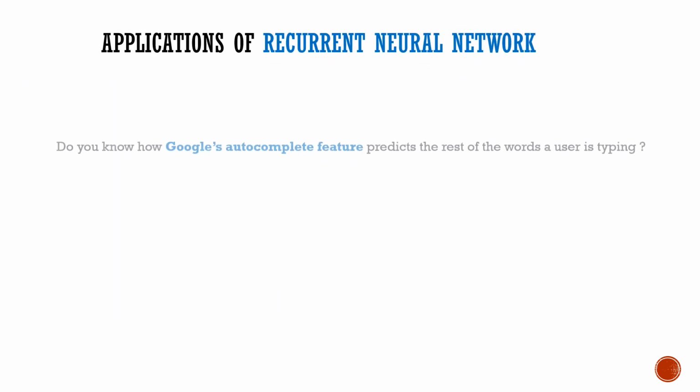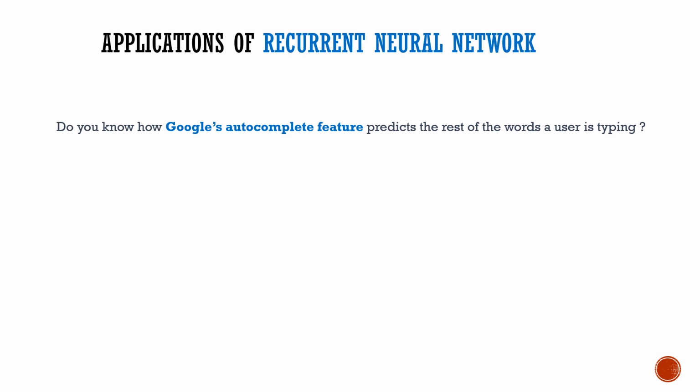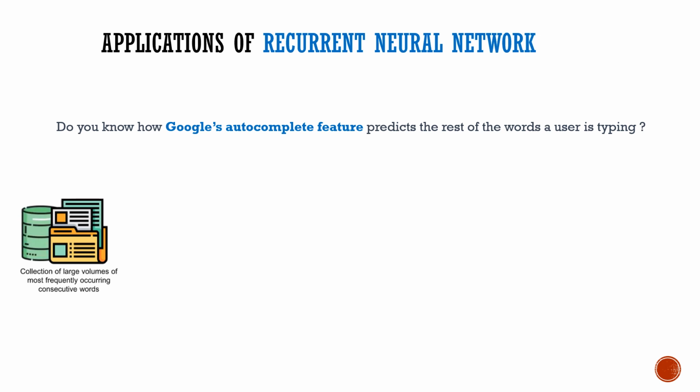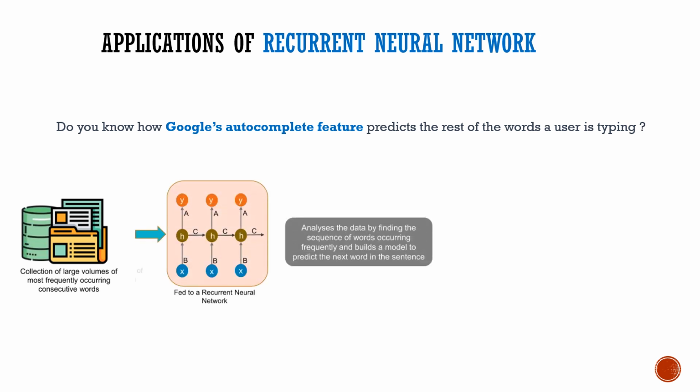Applications of RNN. Nowadays, whenever we need to know about something, we reach out to Google. But do you know how Google's autocomplete feature predicts the rest of the words a user is typing? Google forms a collection of large volumes of the most frequently occurring consecutive words, which is further fed to a recurrent neural network, which helps to analyze the data by finding the sequences of words occurring frequently and builds a model to predict the next word in the sentence.